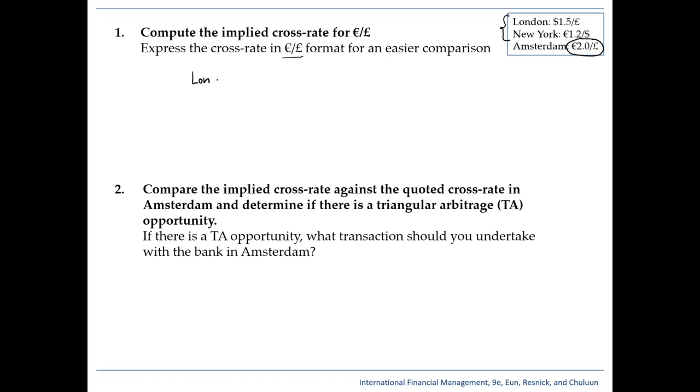We know that in London the exchange rate is $1.5 per pound. We also know that the exchange rate between euros and dollars in New York is 1.2 euros per dollar. So we have these two exchange rates. What we're going to do is simply use them to compute the implied cross rate between euros and pounds. And in order to do so, we want the euros on top and pounds on the bottom.